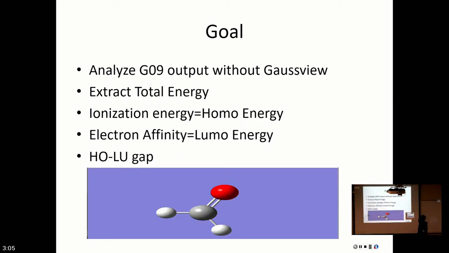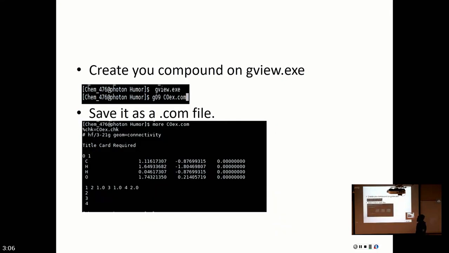So first of all, just gonna get to the point here from the last lecture that Dimitri told us about. He did mention that the ionization energy is equal to HOMO and the electron affinity is equal to LUMO. And also I'll be trying to show the HOMO-LUMO gap and the total energy from this presentation. So like usual, you know, go to GView.